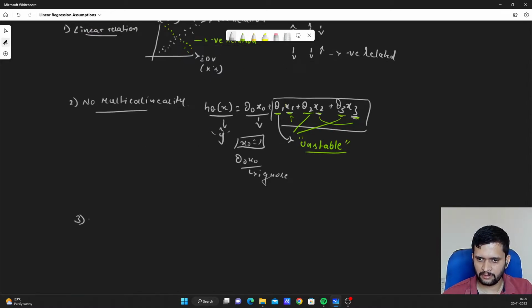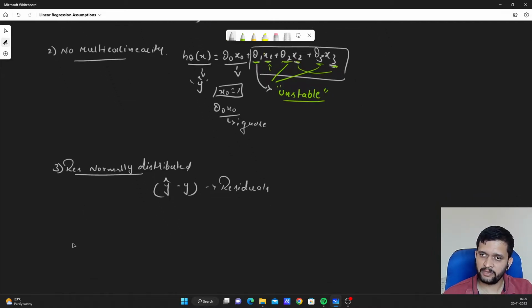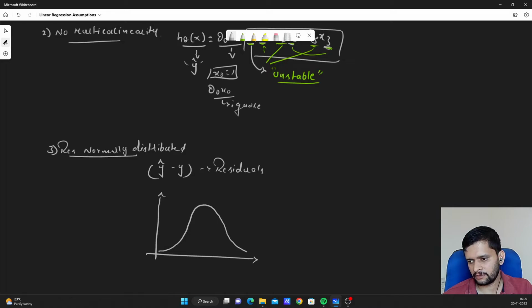So, it says residuals are normally distributed. Correct? So, what do we mean by residuals? Residuals are nothing but the difference between the predicted and actual values. Okay? So, these are our residuals. And it says residuals must be normally distributed. So, when we plot a probability distribution graph of these residuals, the shape should look like this. Okay, so this is called a normal distribution.